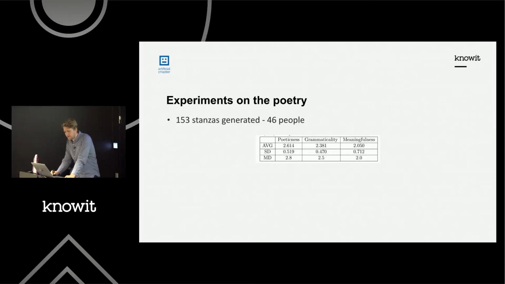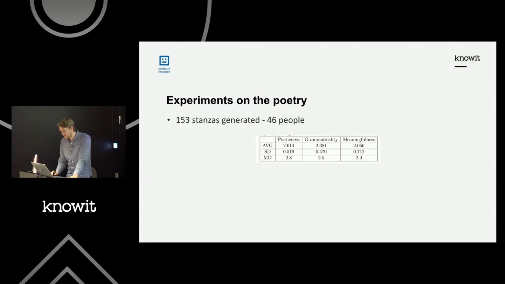And then to the poetry. I generated 153 poems, or stanzas as they're called. 46 people in total were included in this. These are the scores. The scores go from 1 to 3, where 1 is the worst and 3 is the best, in poeticness, grammaticality, and meaningfulness. There's the average on the top row, the standard deviation in the middle, and the median on the bottom row. That was one of the poetry experiments.